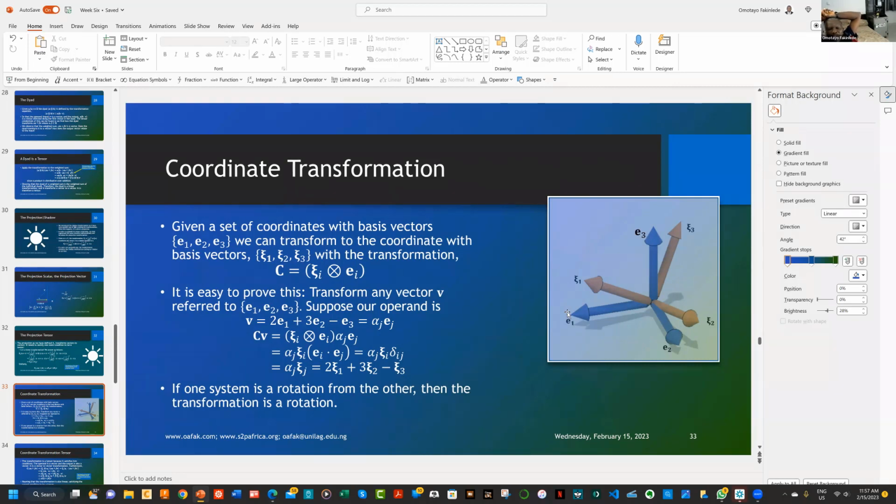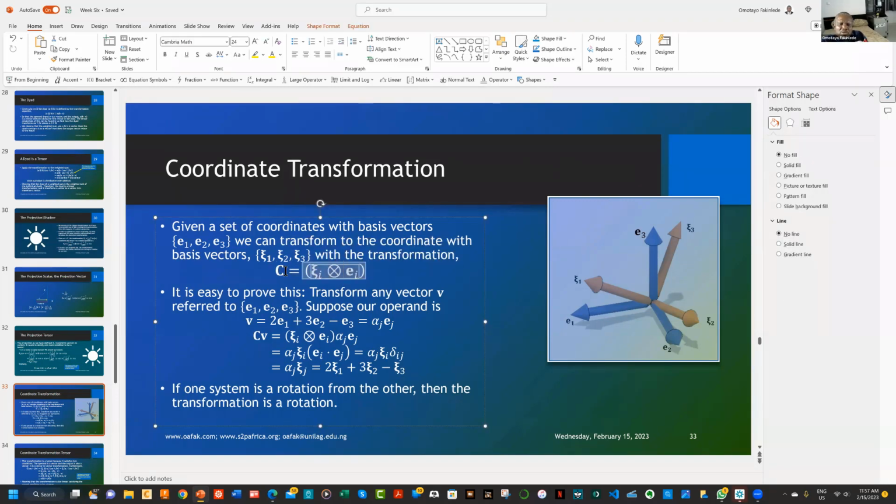So that is what the coordinate transformation does. If one system is a rotation from the other, then the transformation is a rotation. So this quantity here is a coordinate transformation. It's a coordinate transformation from the coordinates E1, E2, E3 to Xi1, Xi2, Xi3. That is what it is.